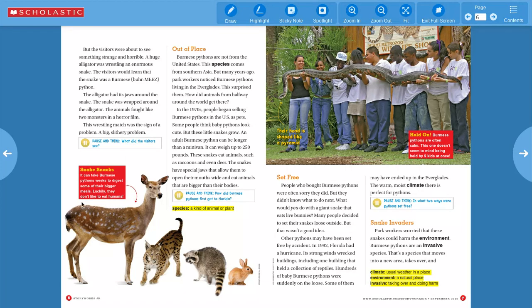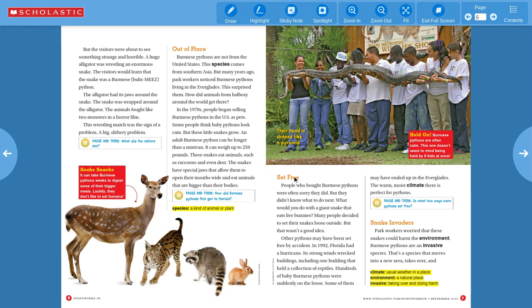So let's read this little caption right here to this photo. Snake snacks. It can take Burmese pythons weeks to digest some of their bigger meals. Luckily, they don't like to eat humans. Oh, phew, okay. That makes me feel a little bit better. So we have deer. This looks like a bobcat, I think. A raccoon and a bunny.